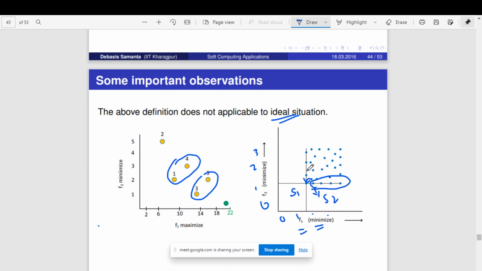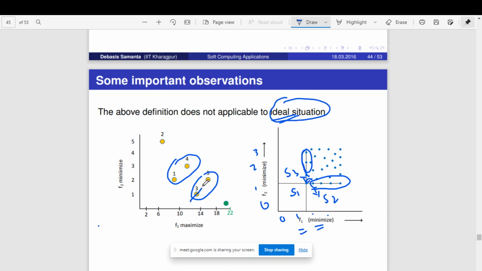That's the point. Similarly, take this point, say S3. When you move from S3 to S1, there is an improvement in which function? F2. But is there any degradation in F1? No. So this is also not a Pareto optimal front. The set of solutions that are not dominating each other, all these things are not applicable for an ideal situation. It is applicable only for a non-ideal situation.